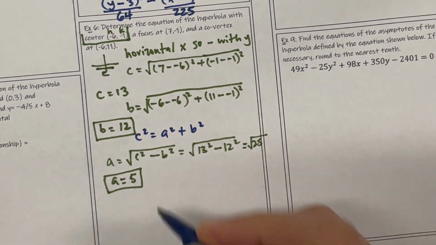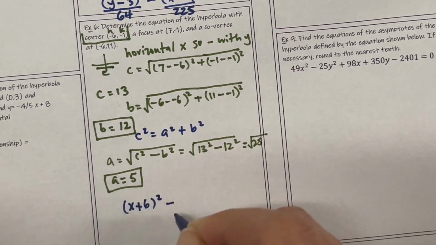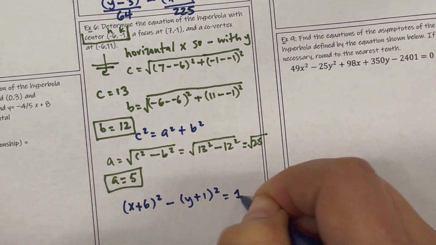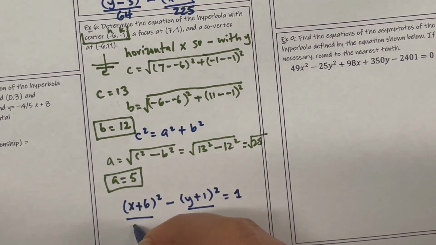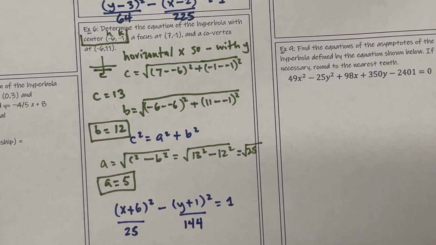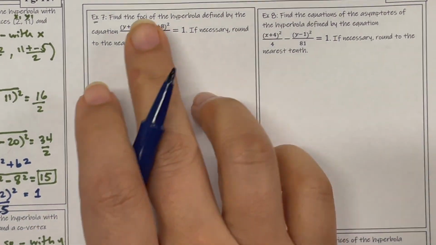I'm going to start off with x. So x minus h, which is negative 6, that's (x plus 6) squared, minus (y minus negative 1, so that's y plus 1) squared, all over a squared on the first one, b squared on the second one. And that's it. Again, on this side I'll do the left, you do the right.